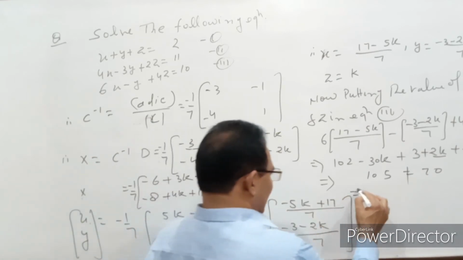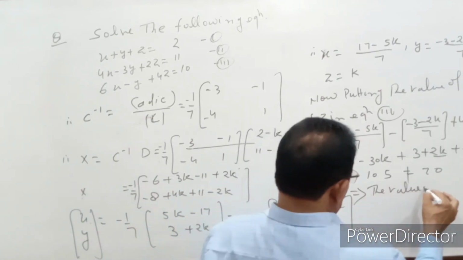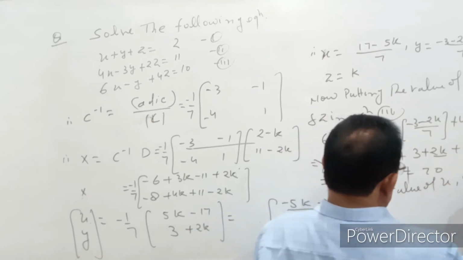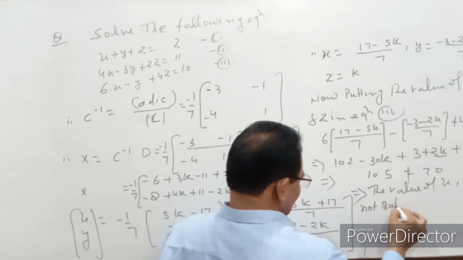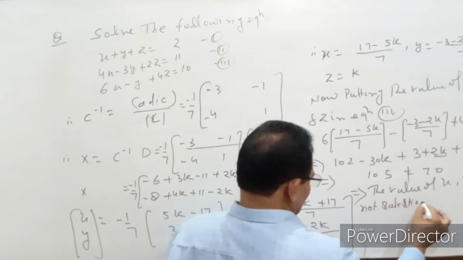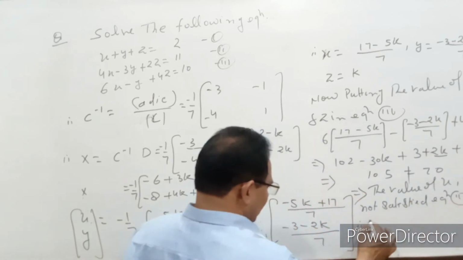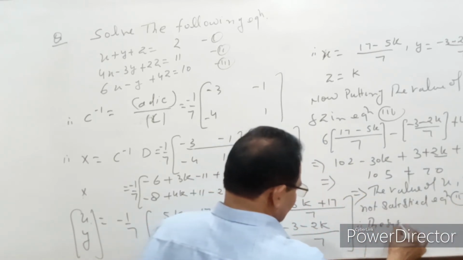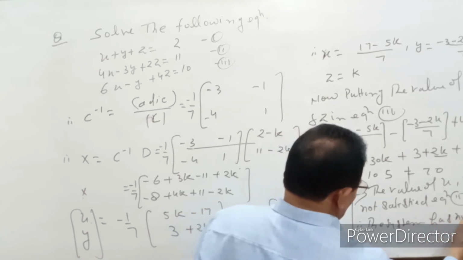So this implies that the value of x, y and z do not satisfy equation third, and therefore the system has no solution.